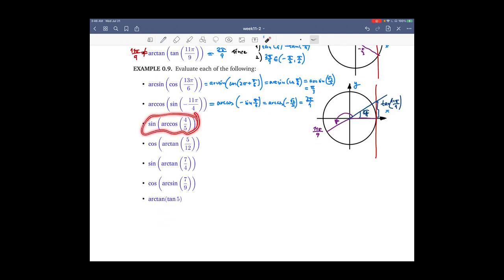Sine of arc cosine of 4/5. What should we do here? Well, because arc cosine of 4/5 doesn't seem to be expressible in terms of fractions of pi, our only hope is to use the main trigonometric identity. Remember, sine squared plus cosine squared equals 1.